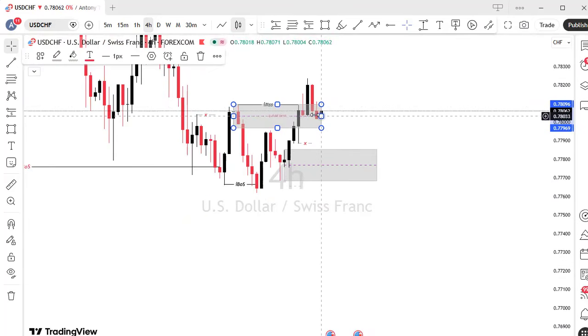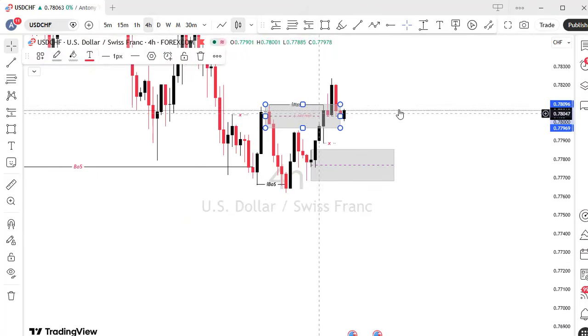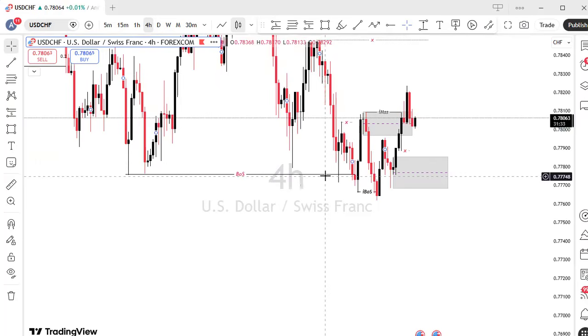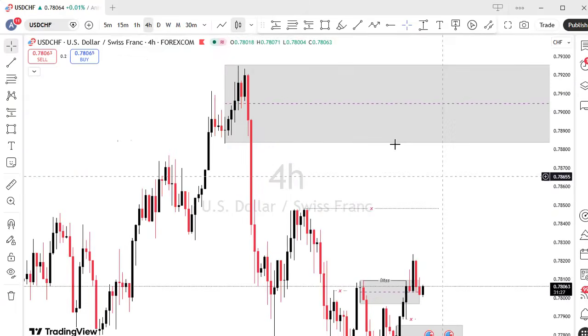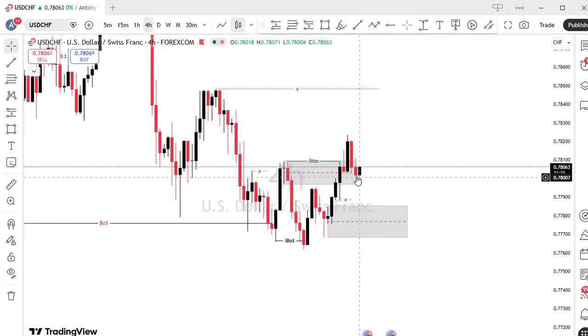So I told my Telegram people that if you have to look for any selling opportunities around this area, you have to wait for a good 15 minute change of character, right? Because the market has taken out the external structure, so anything can happen. Market can decide to come, violate this zone, and then we start the daily pullback. And that is exactly what happened.